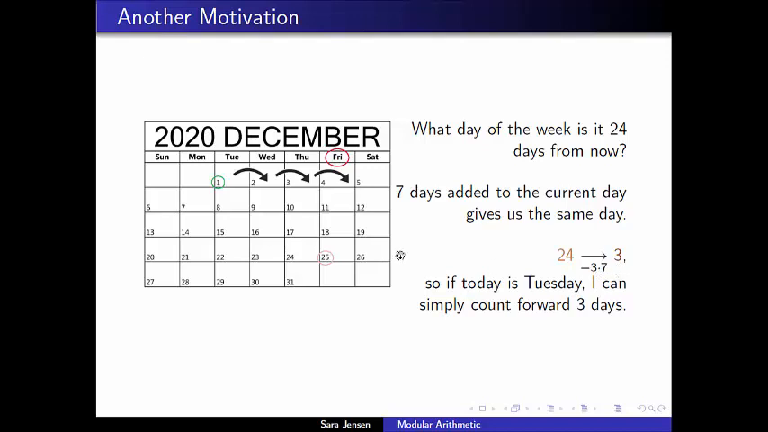So what this process gives us the power to do is say, if it's currently December 1st and I want to know what day of the week it will be 24 days from now, instead of counting out the 24 days and seeing where I land on the calendar, I can just count forward 3 days. And the day of the week 3 days from now is precisely the same as the day of the week 24 days from now. And we can arrive at our answer in a much simpler way.